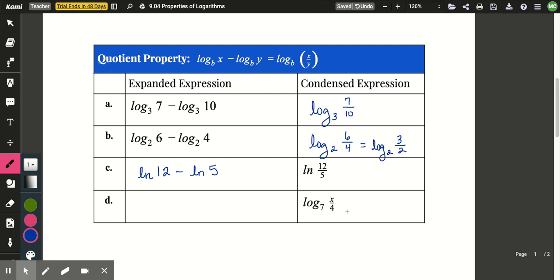All right, for our final example on this property, we've got log base 7 of x over 4. So again, we've got a quotient, a log of a quotient. So we can rewrite that as a log base 7 of the numerator minus a log base 7 of the denominator.